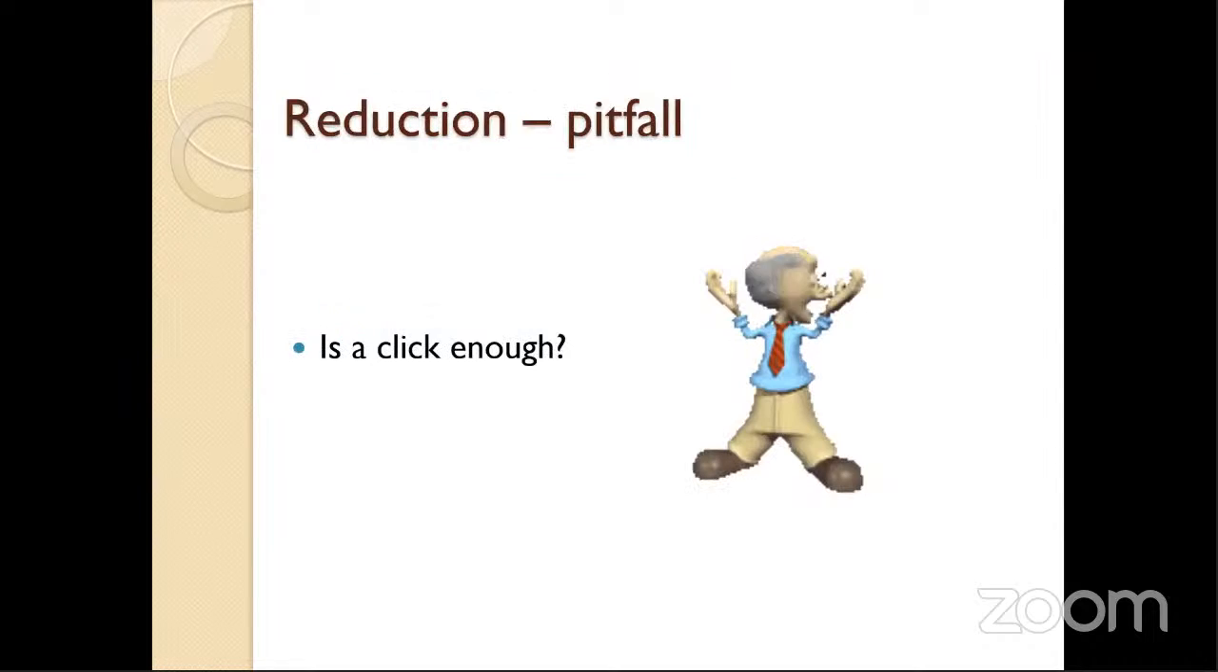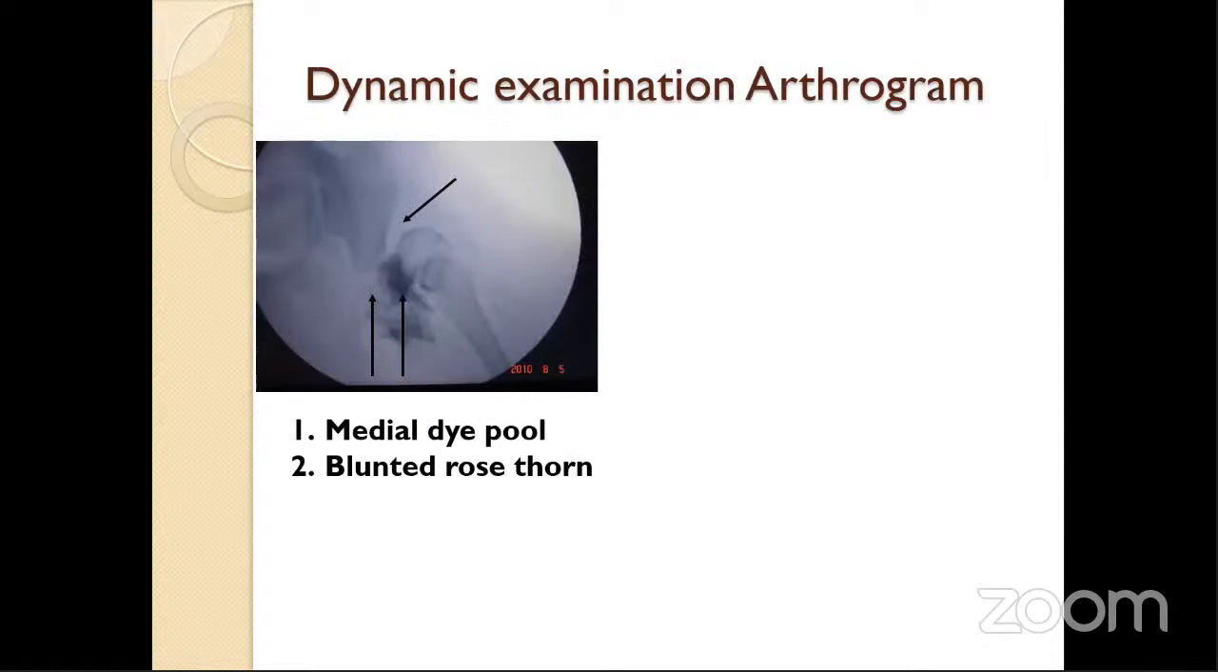Reduction pitfall, like I said, is a click enough? A click is not enough. And this is the dynamic examination which has to be done on arthrography. If you see this dislocated hip with an arthrogram, there is a medial dye pooling. These are the two parameters that have to be seen. How much is your medial dye pool and what has happened to the rose thorn? So I'll explain what is the rose thorn.